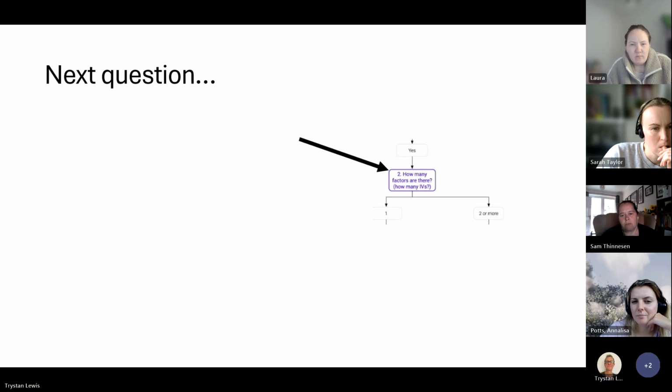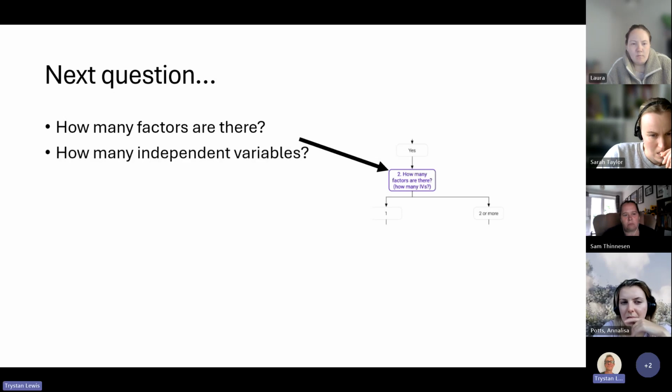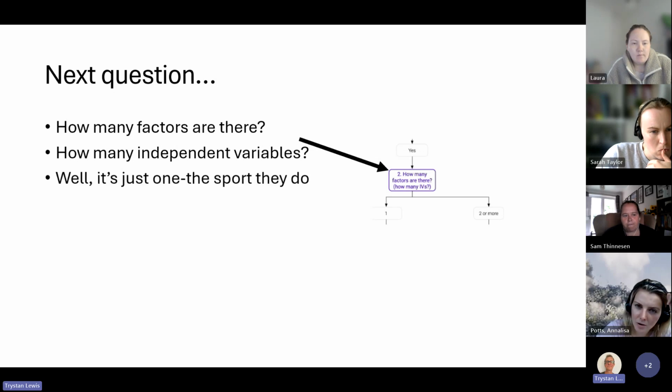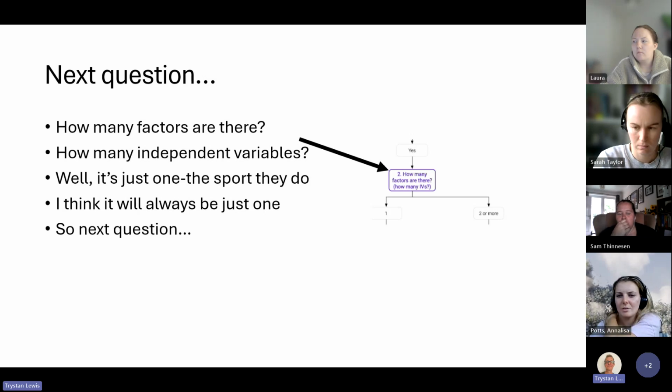Next question, how many factors are there? How many independent variables? The independent variable was what sport they do. Were they football or basketball? But of course, it could be time. Is it now or is it then? Is it treatment or is it not treatment? Is it these guys got the medicine, these guys got the placebo? But that's just one thing, one independent variable. You're not changing any more than that, and I don't think you ever will, because you'd be too confused. You wouldn't know what was going on. So we'll just pass that question. Yes, there's always going to be one.